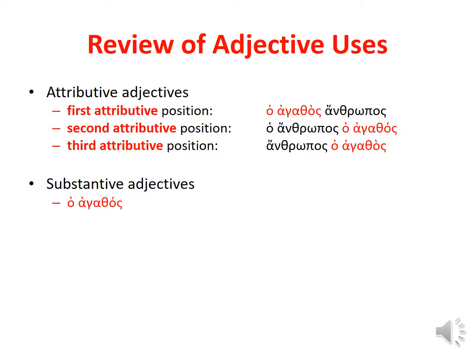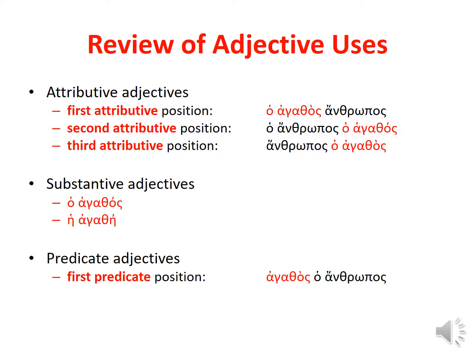A substantive adjective occurs when you have an adjective alone with no noun or substantive to modify. So ho agathos would be not just "the good," but "the good man." How do you know it's the good man? Because the article and the adjectival ending itself both tell you that this is masculine singular. And because it's masculine, we know that it's a man and one man, singular. Whereas he agathe, because it's feminine singular, you could say the good woman, even though we have no noun there for woman.